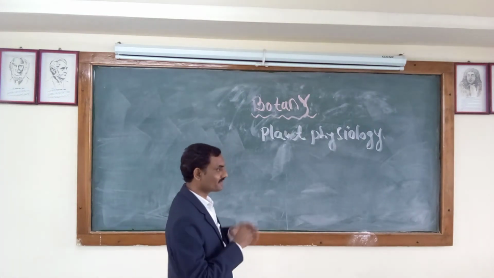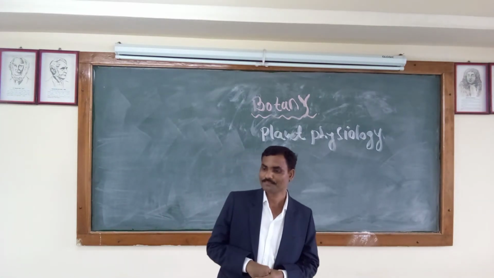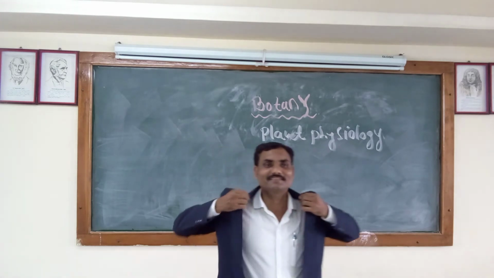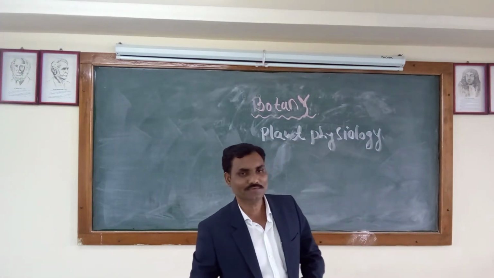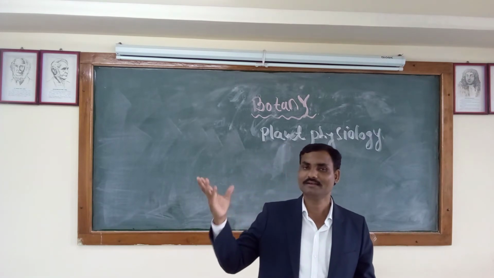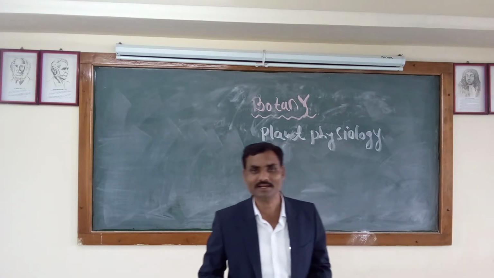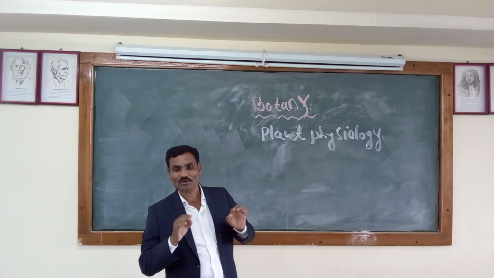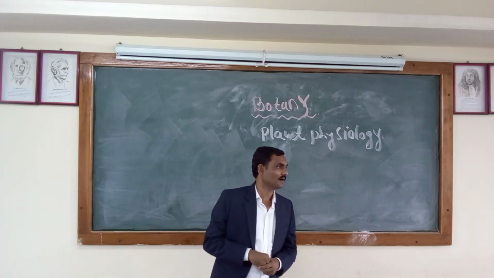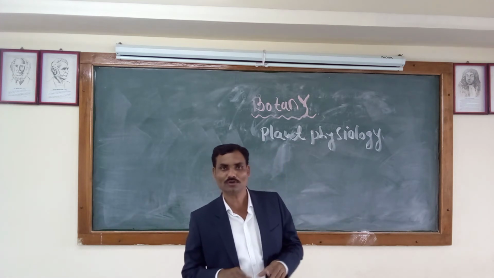Some growth regulators, like 2,4-D, are used as weedicides. Different weedicides are available in the market to control weeds and to minimize the occurrence of weeds in the crop fields. Weeds play an important role in crops, right?